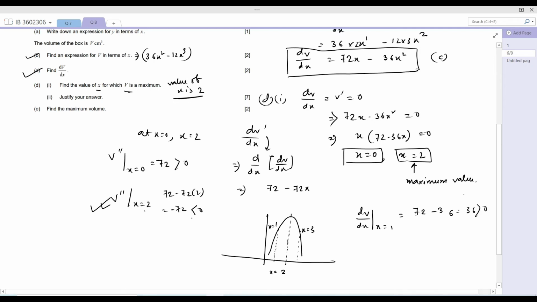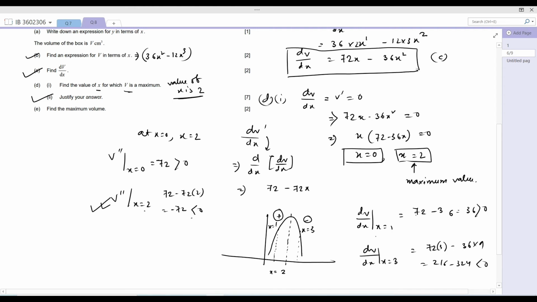So here we have a positive slope. Again we calculate dV/dx at x equals 3: 72 into 3 minus 36 into 9, which is 216 minus 324, so it is less than 0. Here we have a negative slope. It means at x equals 2 we have the highest point. So the answer is justified. To justify the answer, you just need to take two points, one below the critical point and another above it, and calculate dV/dx.